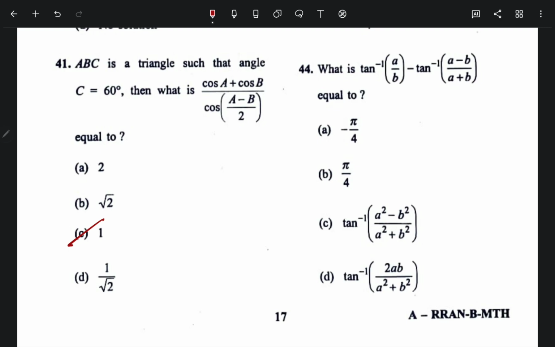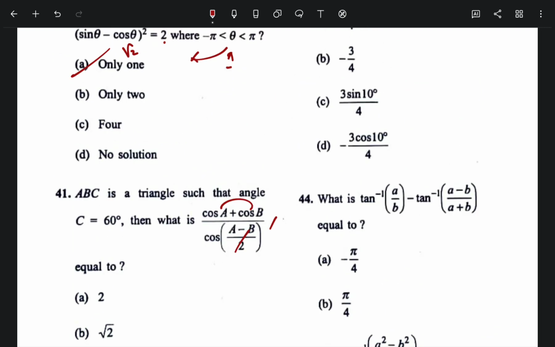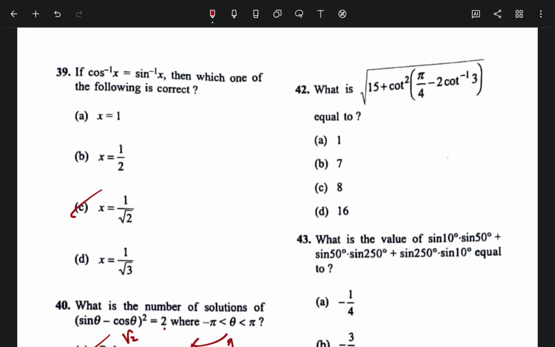Because in the numerator you apply the cos A plus cos B formula. This will get cancelled with one value, and finally you'll get 60. You'll get the answer to be 1 finally. 42, the answer is C. You apply the properties of cos inverse here, or you transform this into tan inverse. Finally you'll get this to be 15 plus 49. You'll get it to be 49.